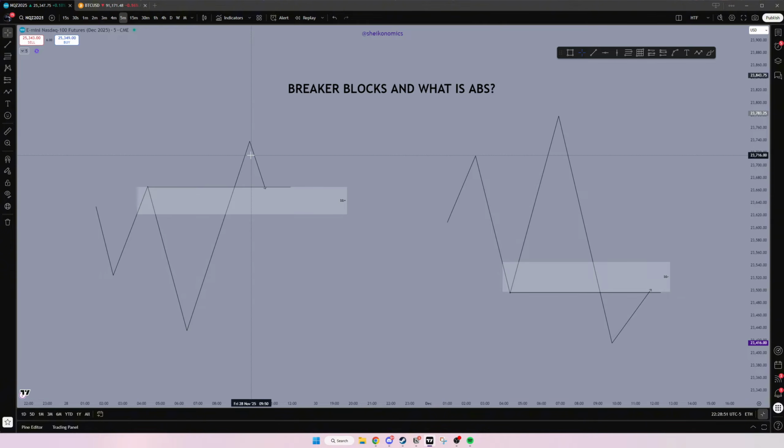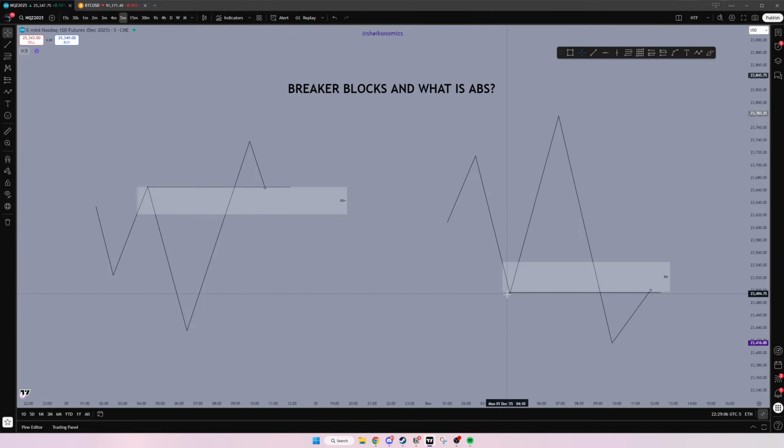It's the one that validates the breaker. Remember I was talking about how once we close above this high, this validates the CISD and the breaker. So this D leg right here is what validates the breaker. Same thing on this bearish example. This right here is your D leg.